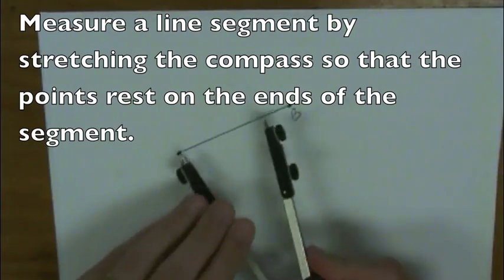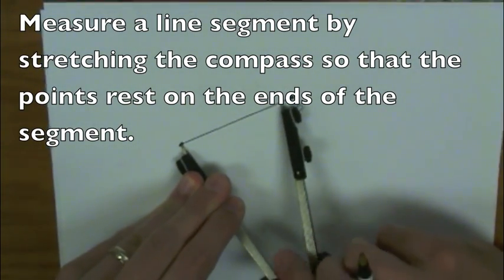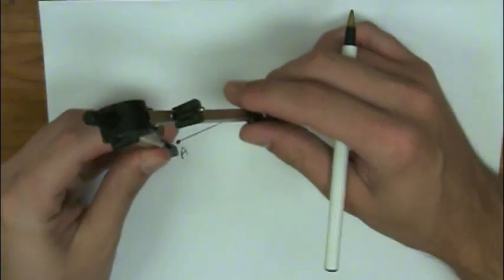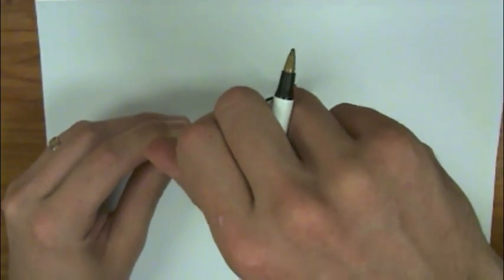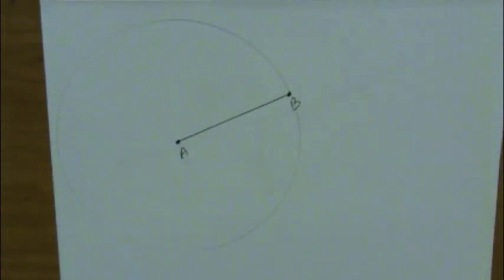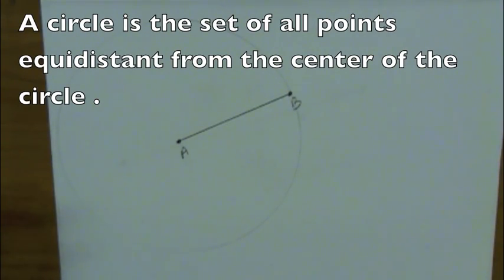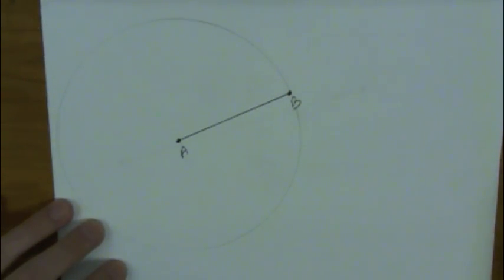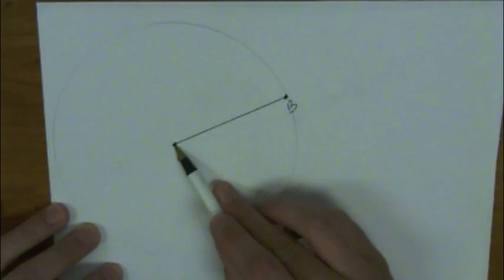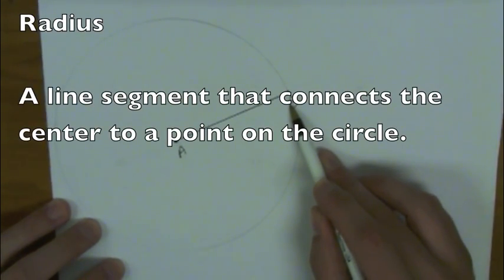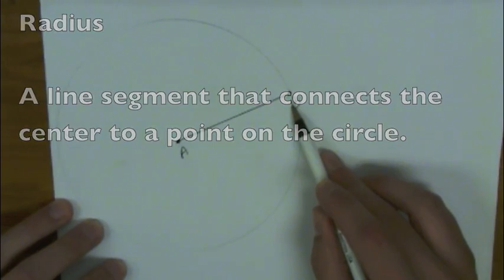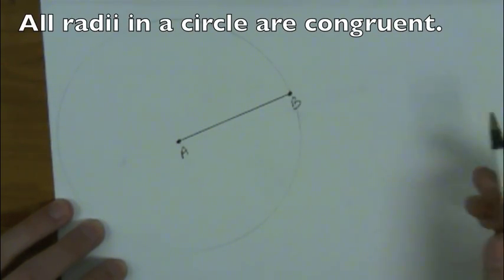All right, now I'm going to use my compass to measure the length of this line segment. I'm going to place the compass point on A, and I'm going to draw a circle. Circles are one of the most powerful tools in all of geometry. This is because a circle is a set of all points that are equidistant from the center of the circle. And any line segment that connects the center to a point on the circle is called a radius of the circle. All radii of any one circle are congruent to one another.